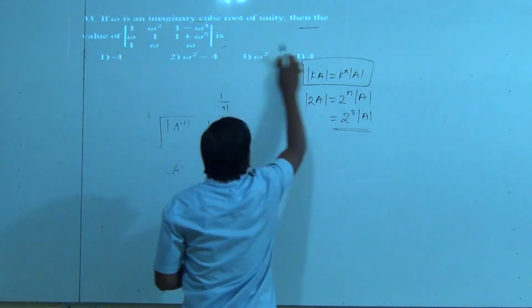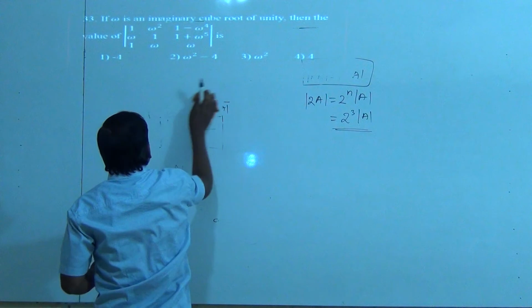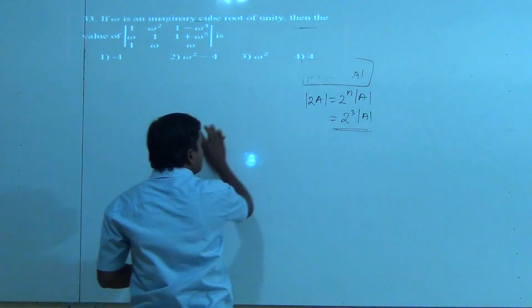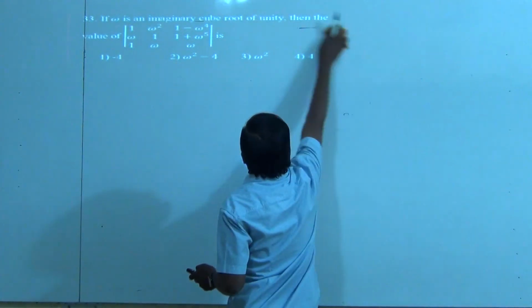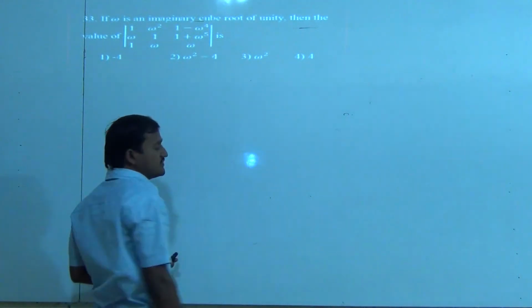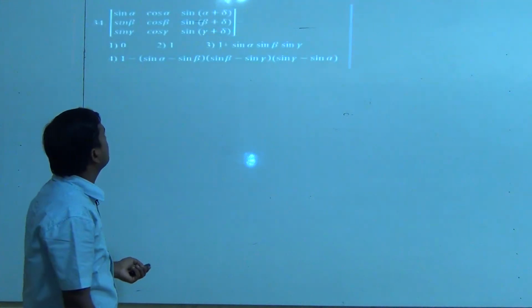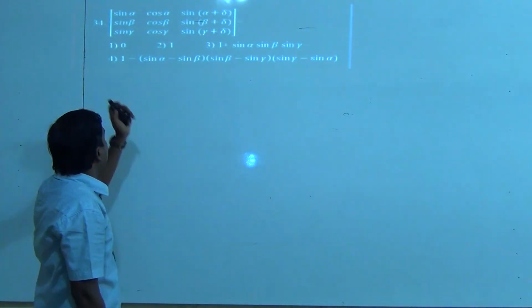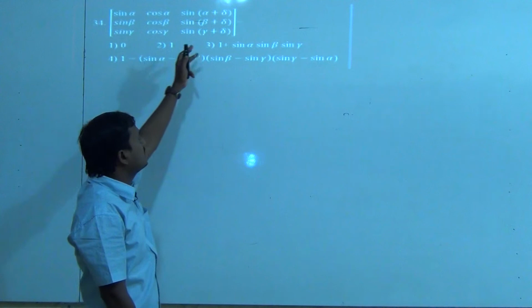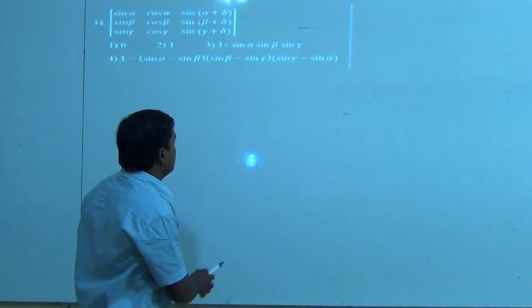Okay, this question we already solved in previous videos, so again you have to practice this at home. Okay, we'll go for this one. What is the value of the determinant of this one?